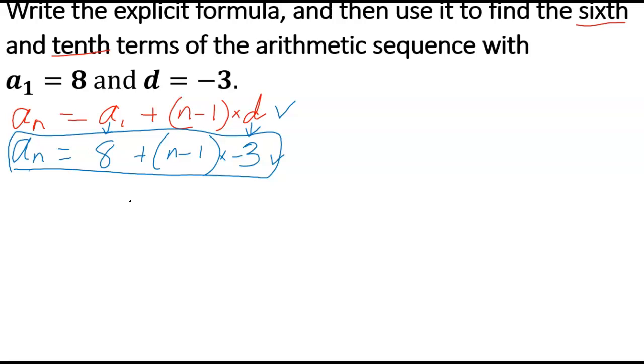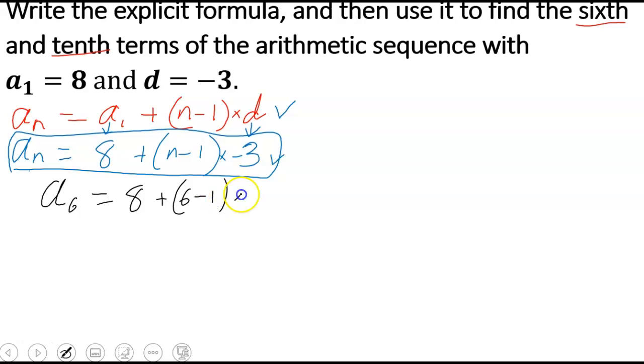So we are going to find the 6th term. The 6th term is a6, which is 8 plus. Wherever we see n, we replace it with 6. But the 6 here, we're not doing anything with it, it's just a symbol. Minus 1 times negative 3. Be careful to use order of operations. So keep this parenthesis and work inside out. a6 equals 8 plus 6 minus 1, which is 5.